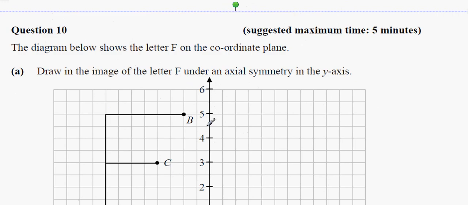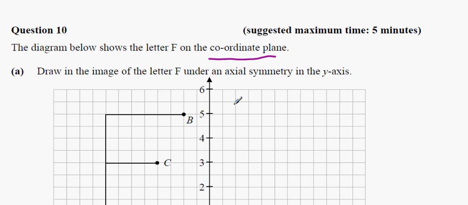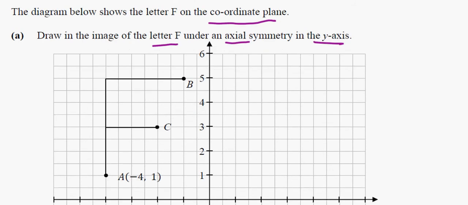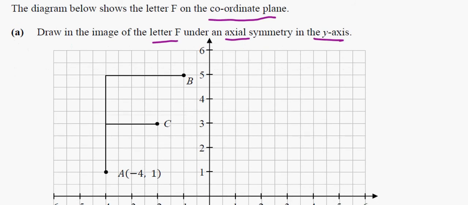The diagram shows the letter F on the coordinate plane, which is just this here. Draw the image of the letter F under axial symmetry in the y-axis. Axial symmetry means basically like a mirror. Okay, so if you imagine the y-axis here is basically like a mirror. So we have to go the same amount. So B is 2 away. So what happens to the B is it goes 1, 2, goes through the mirror, 1, 2. This here is B dash.